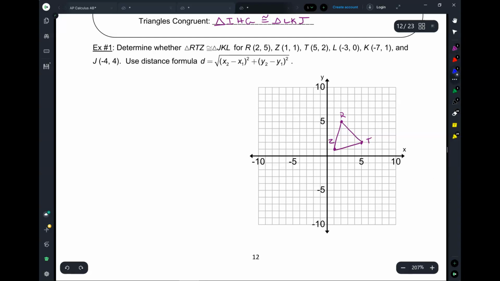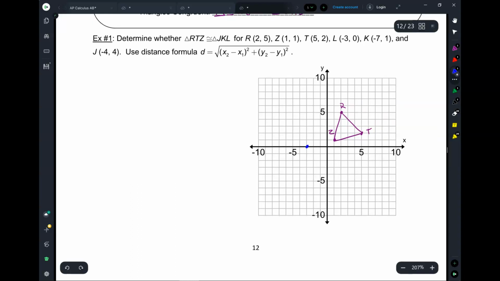All right. Next, I have, what is it? LKJ. So L is at -3, 0. K, -7, 1. Negative 4, 4. Okay, we're good? All right, now we're going to determine whether they're congruent.